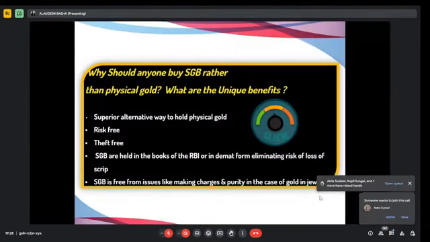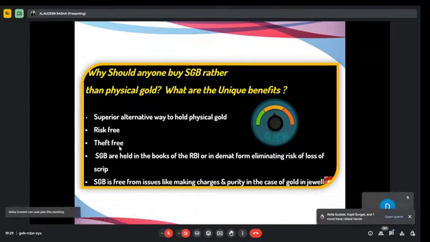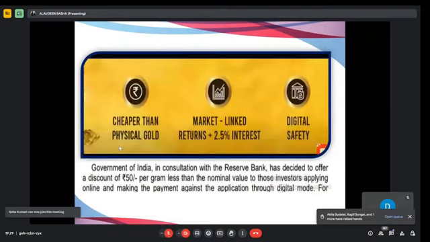So this is an alternative way to hold physical gold, risk free, theft free. There is no worry about risk and theft. And similarly, you get a 2.5% interest rate every year on your gold investment. And the digital safety is very high, so there is no theft or other risk factor.